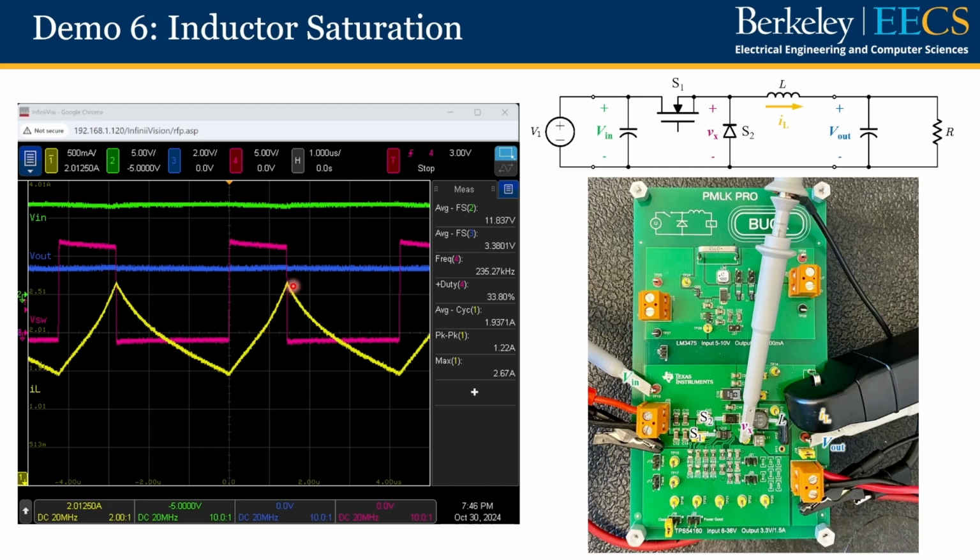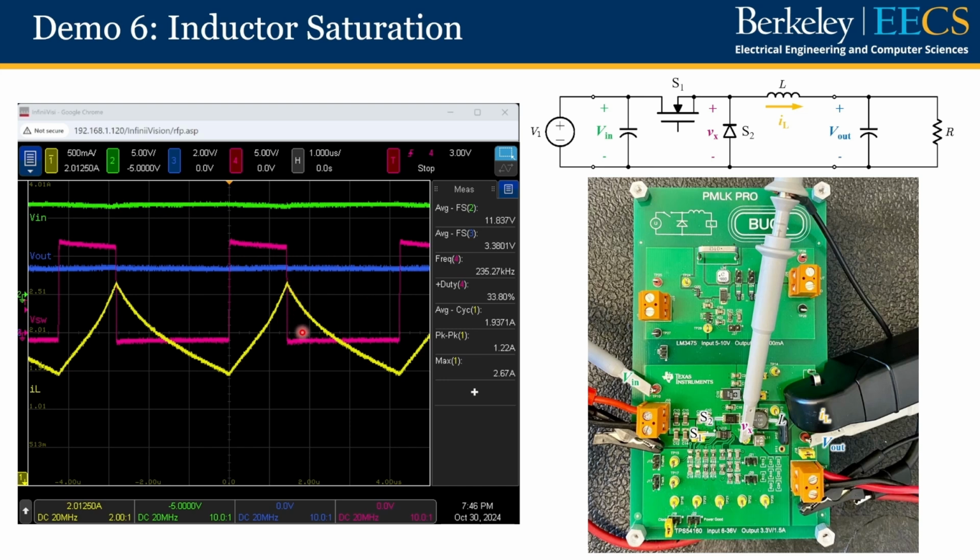We know that for an inductor, the slope of its current, di over dt, is equal to the voltage across the inductor divided by its inductance value. As the inductor current approaches its peak, the inductor saturates more and the inductance value drops. As a result, the inductor current slope becomes larger when the current gets closer and closer to the peak point. This is why we are seeing this spike on the inductor current waveform.